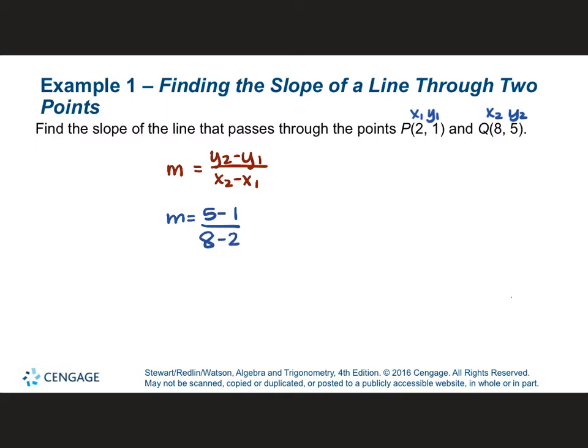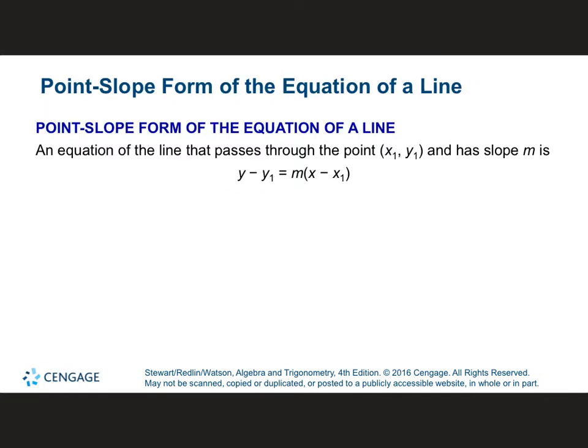The 5 minus 1 gives us 4. The 8 minus 2 gives us 6. And 4 over 6 simplifies to 2/3. So our slope is just 2/3, which means if we are starting at one point on our coordinate plane, we are going up 2 places and then to the right 3 to plot our next point.